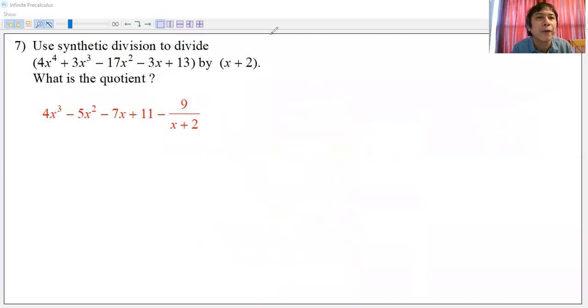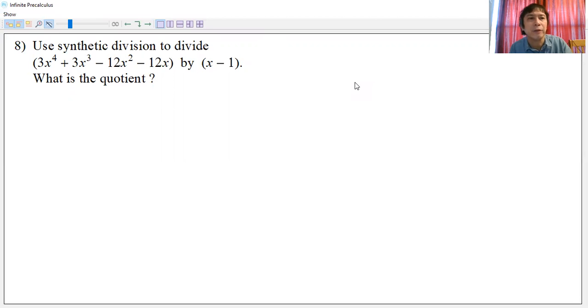Here's number 8. All right, use synthetic division to divide 3x to the 4th plus 3x cubed minus 12x squared minus 12x by the divisor x minus 1. What is the quotient? All right, let us begin with our solution.